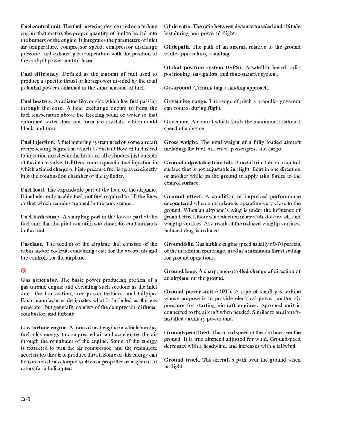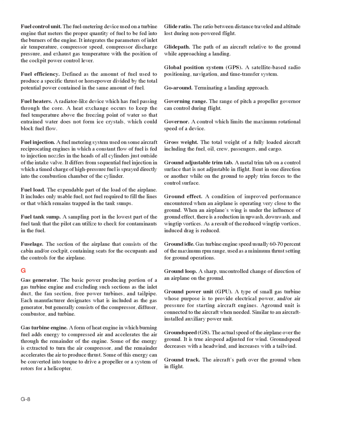Ground idle. Gas turbine engine speed usually 60 to 70% of the maximum RPM range, used as a minimum thrust setting for ground operations. G, gas generator. The basic power-producing portion of a gas turbine engine and excluding such sections as the inlet duct, the fan section, free power turbines, and tailpipe. Each manufacturer designates what is included as the gas generator, but generally consists of the compressor, diffuser, combustor, and turbine.